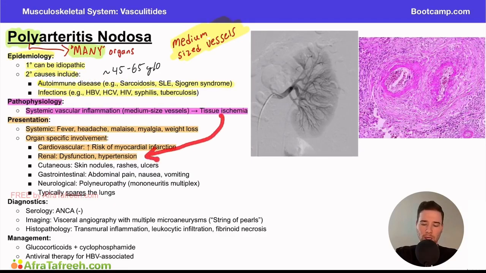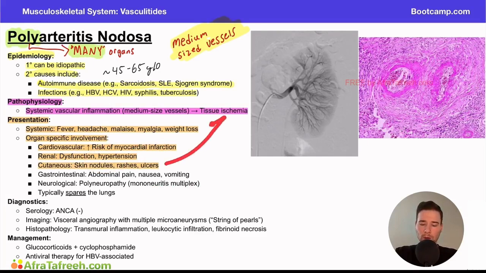Tissue ischemia can lead to destruction of organs, including the kidneys, so that they don't function quite as well. This can also lead to hypertension, as the kidneys are not as well able to regulate our blood pressure. Kidneys play a vital role in our sodium and water balance. If the tissues are dysfunctional, we're not able to regulate this very well, which can lead to a classic presentation of hypertension. Now, if we think about cutaneous findings, these patients can have skin nodules, rashes, or even ulcers.